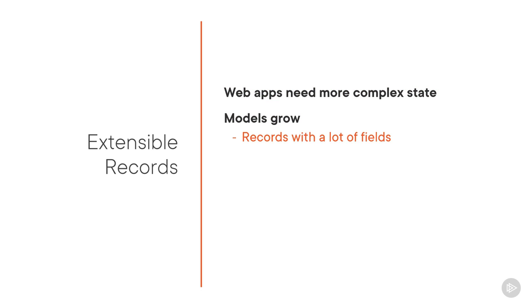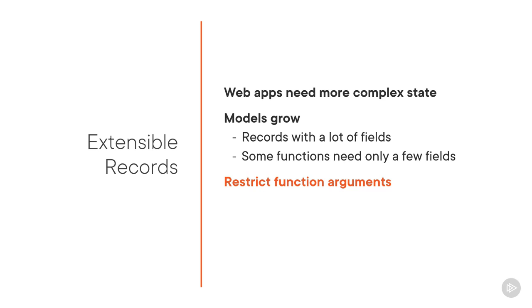The second approach for implementing large Elm web apps is about extensible records. As web apps evolve and grow, they require more complex state to keep the underlying data of web apps. This means models grow in complexity. A typical scenario is that models turn into records with many fields. This complicates the rest of the code, since some functions need various different fields from a model instead of the whole model. To simplify the code, the solution is to restrict function arguments so that they only get the data they need instead of the full model.